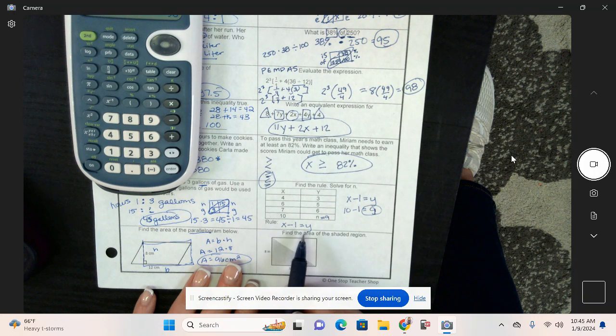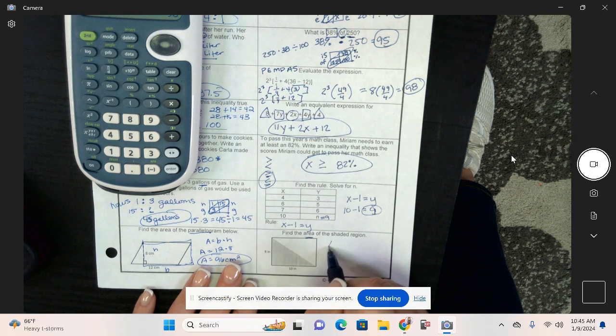Lastly, we have another area problem. It says find the area of the shaded region down here. So we just want to know the area of this part. Well, to do that, we have a couple different options. If you'll notice, this is a rectangle, and half of the area of the rectangle is shaded in. So what we're going to do is take the area of the rectangle, and then find half of it.